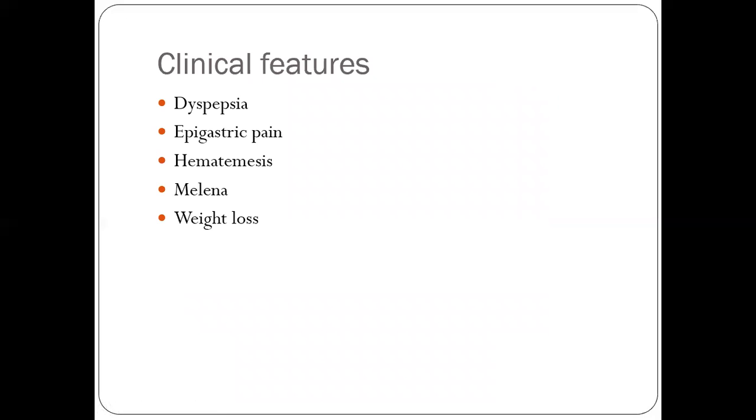Clinical features of lymphomas often resemble peptic ulcer. Clinical features include dyspepsia, epigastric pain, vomiting of blood or presence of blood in the stools, and these patients often show weight loss. So clinically, they are similar in symptoms and signs to chronic peptic ulcer disease or chronic gastritis.